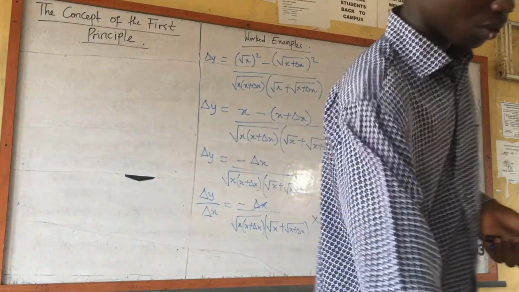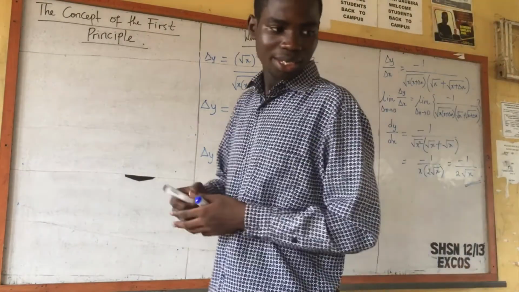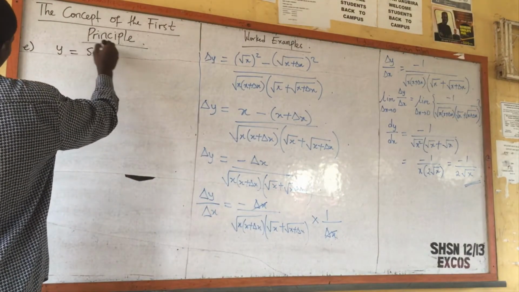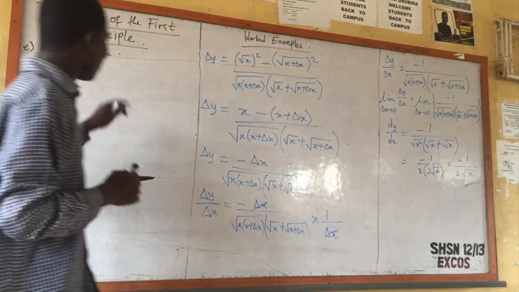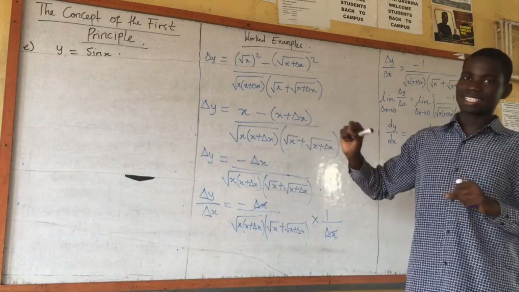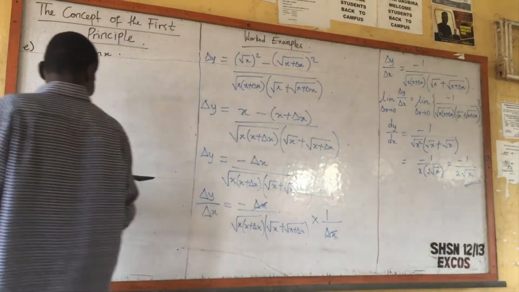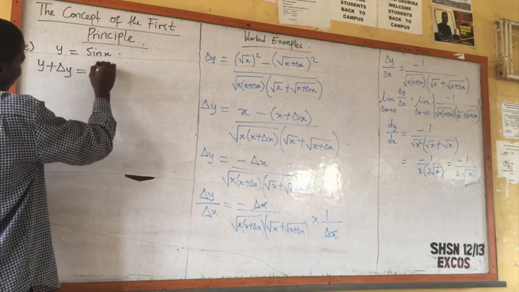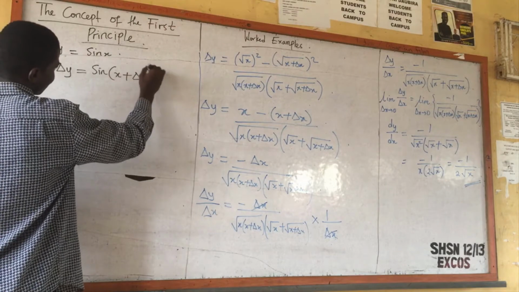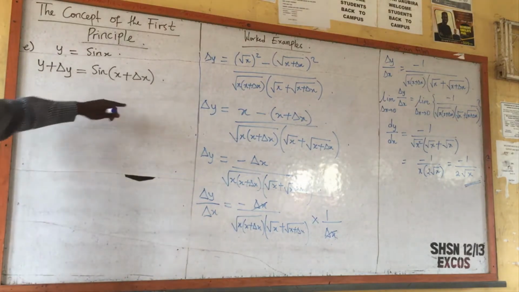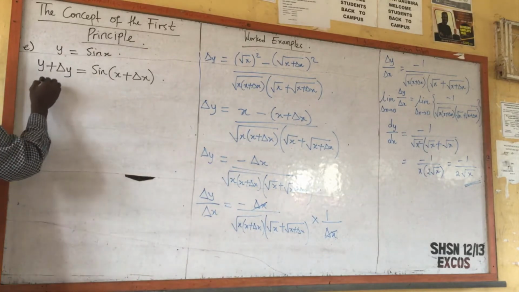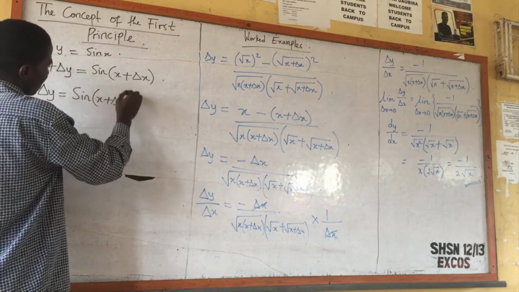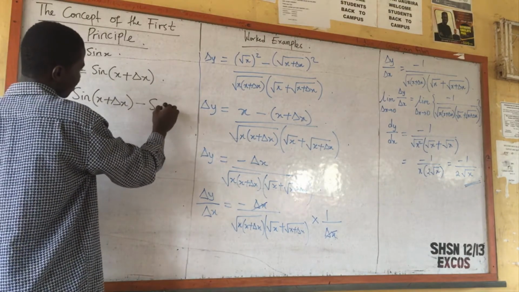So the fifth one, E, is y equals sine s. We want to differentiate this from first principle. That is the next thing we want to do now. But of course, the normal procedure, add increment to both sides, y plus delta y equals sine of s plus delta s. As you can see, bring y to the other side, then delta y will be equal to sine of s plus delta s minus y, but y is sine s.